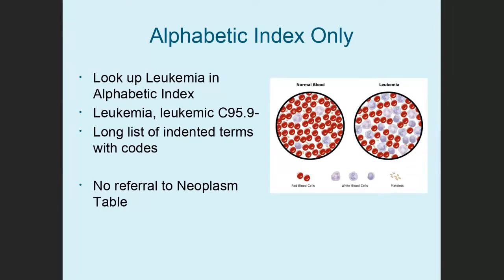Leukemia is also coded using only the alphabetic index. So look up leukemia in the index and you see a long list of indented terms. None of these terms refer you to the neoplasm table.